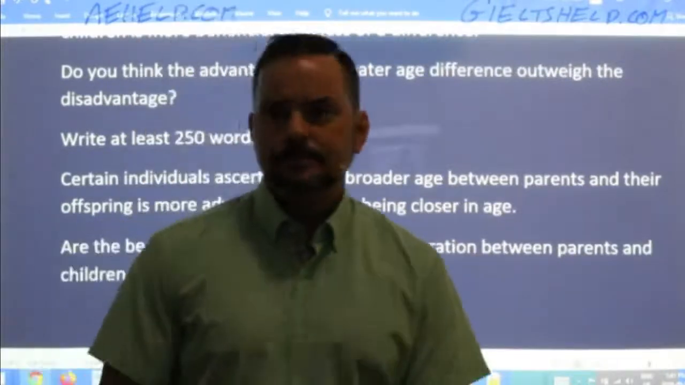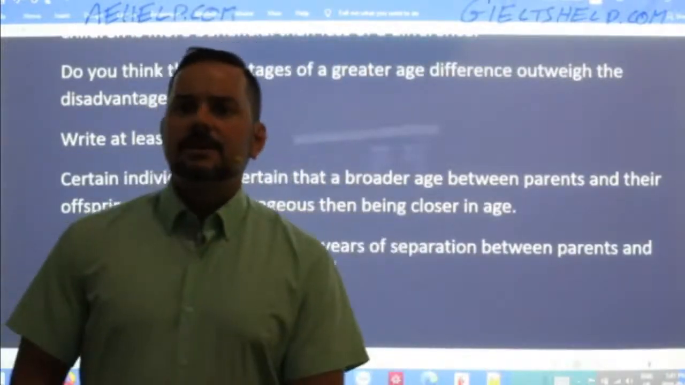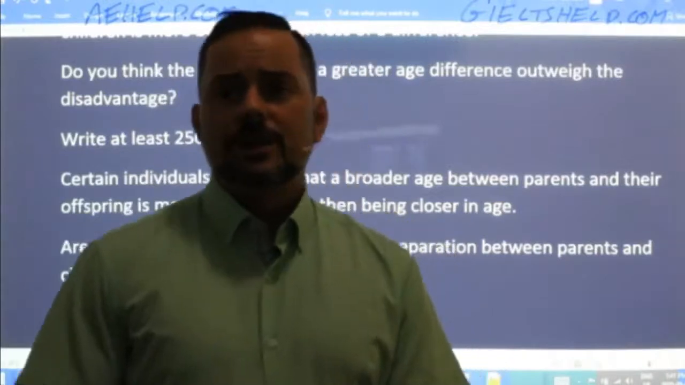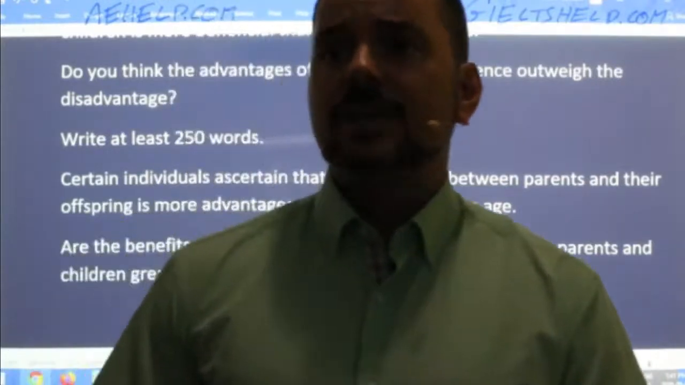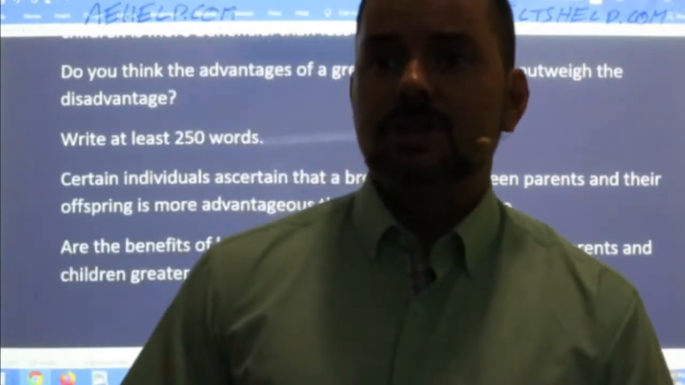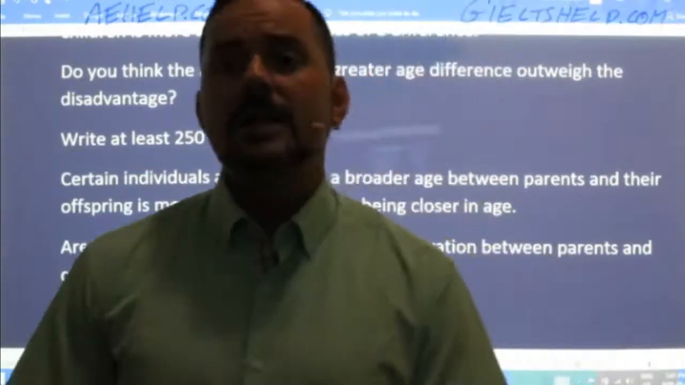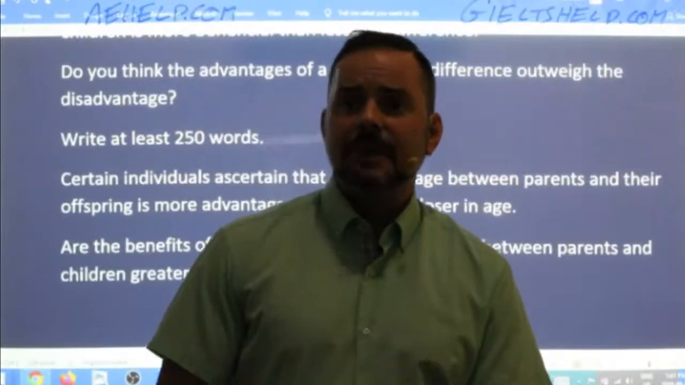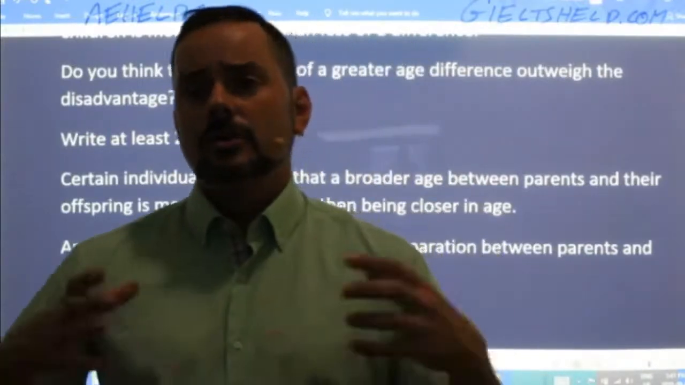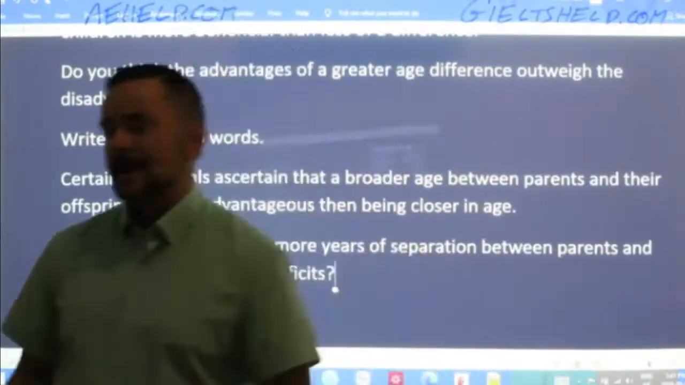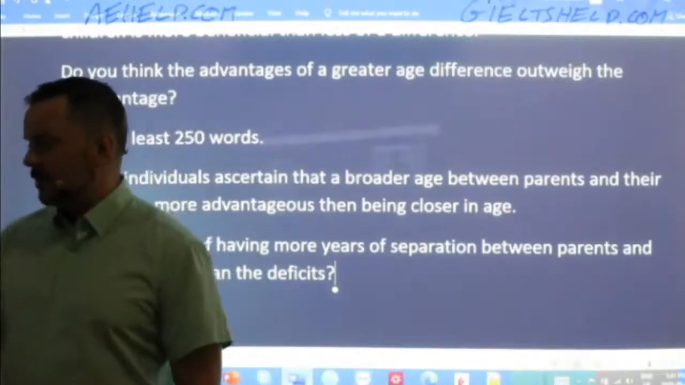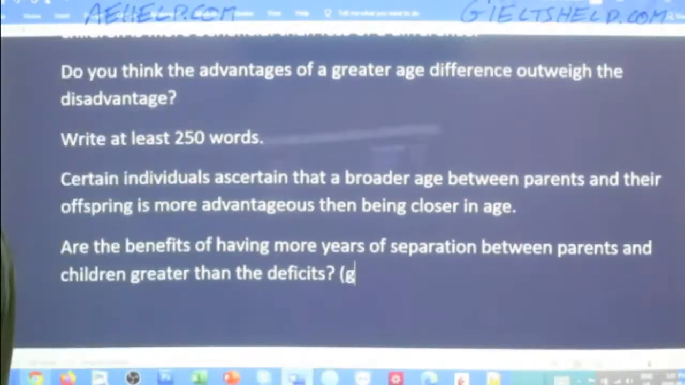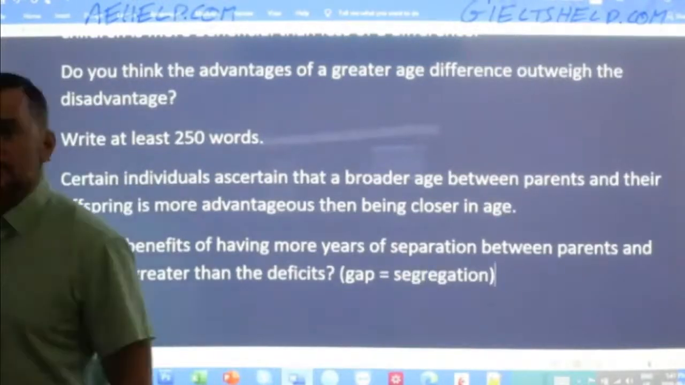Okay. Millen says, some individuals are of the thought that a greater age gap between them and their children is far better than having lesser of a gap. Yeah, very good. So nice use of the word gap by a couple students to indicate the difference. Yeah. A nice high-level word for gap is segregation. Okay. That also works really well.